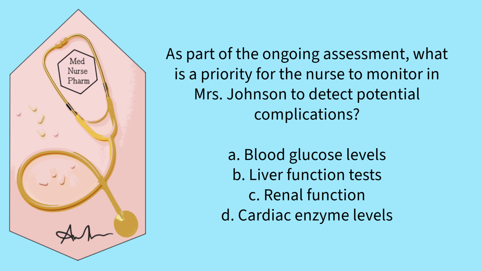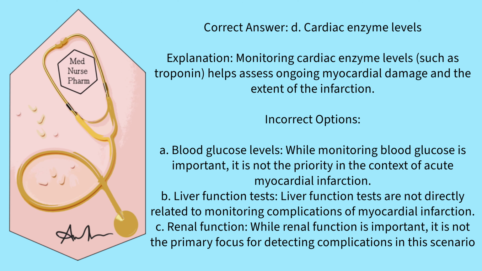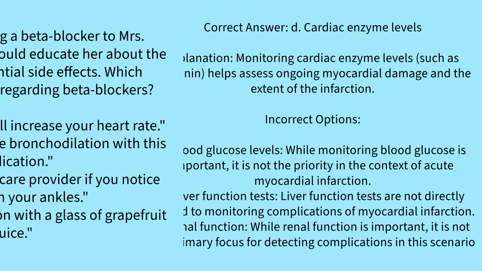As part of the ongoing assessment, what is a priority for the nurse to monitor in Mrs. Johnson to detect potential complications? A, blood glucose levels. B, liver function tests. C, renal function. D, cardiac enzyme levels. Pause the video and select your answer. The correct answer is D, cardiac enzyme levels. Monitoring cardiac enzyme levels, such as troponin, helps assess ongoing myocardial damage and the extent of the infarction. Pause the video and go through the incorrect options.